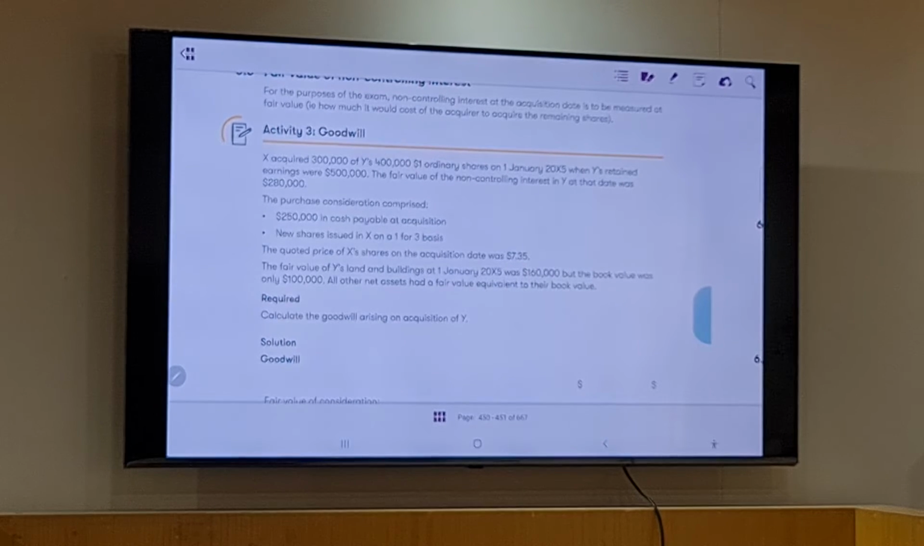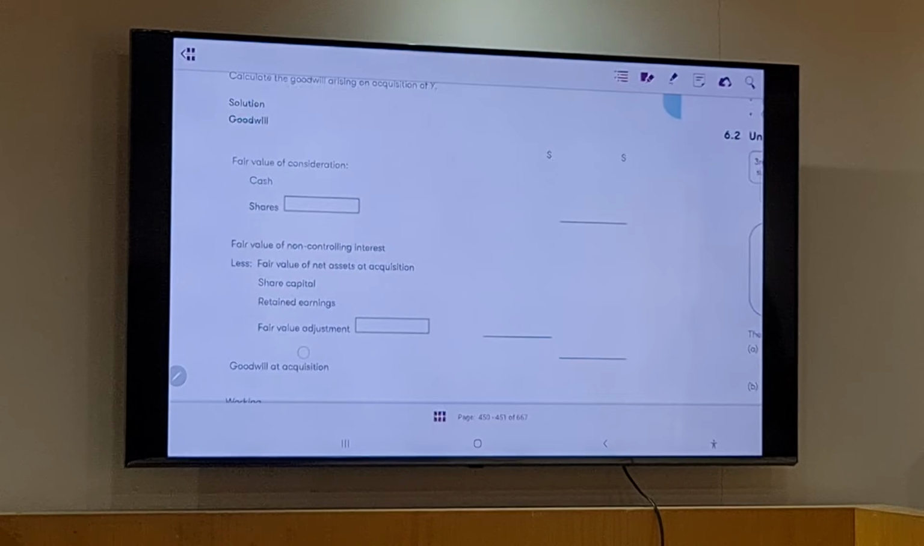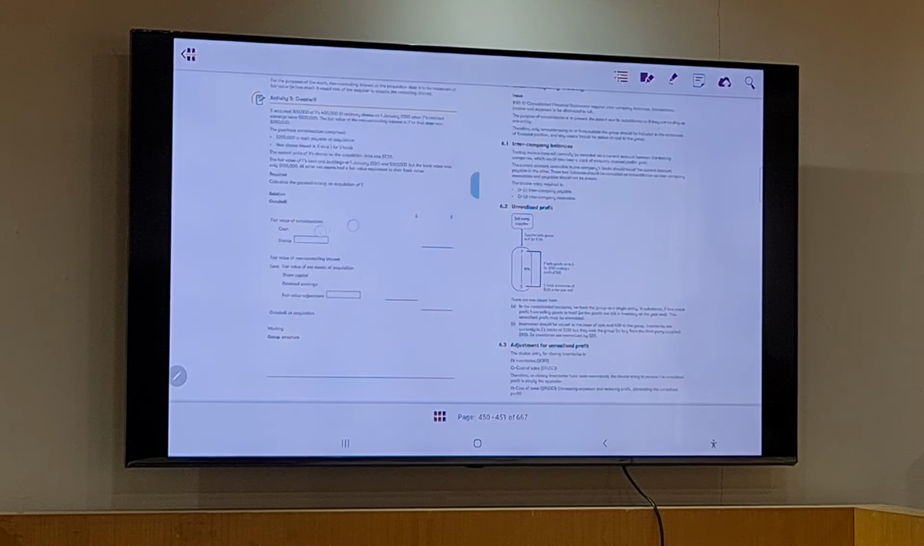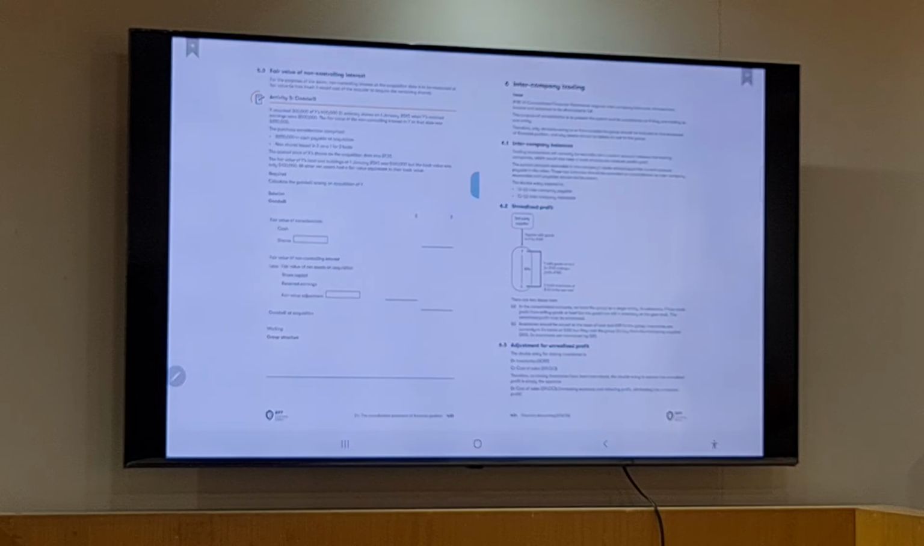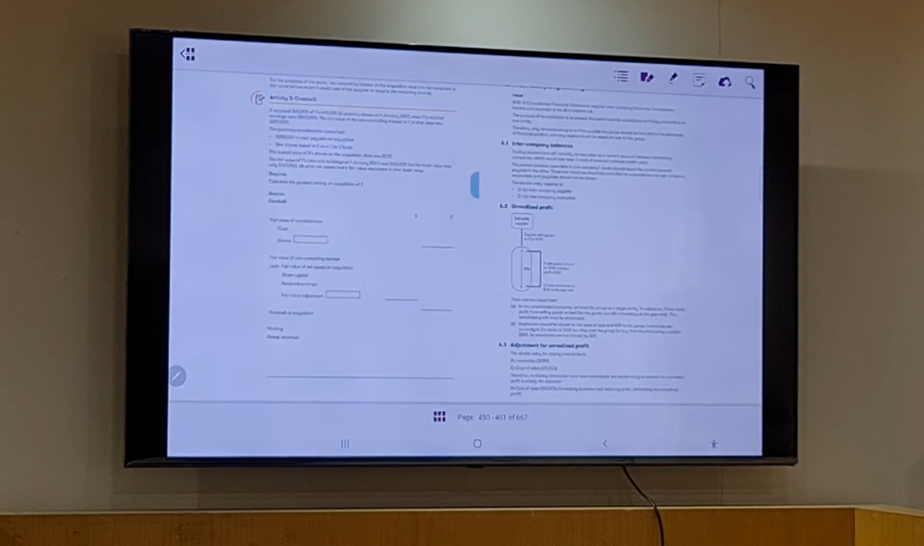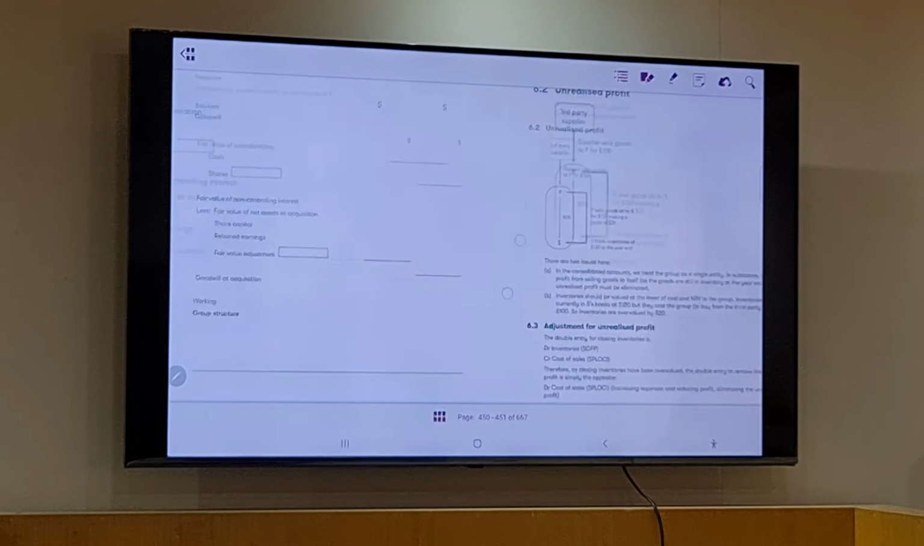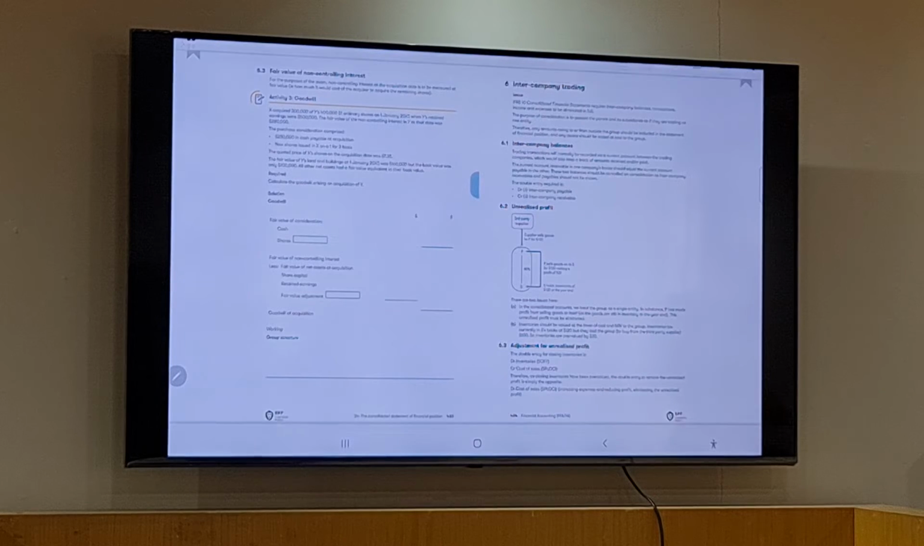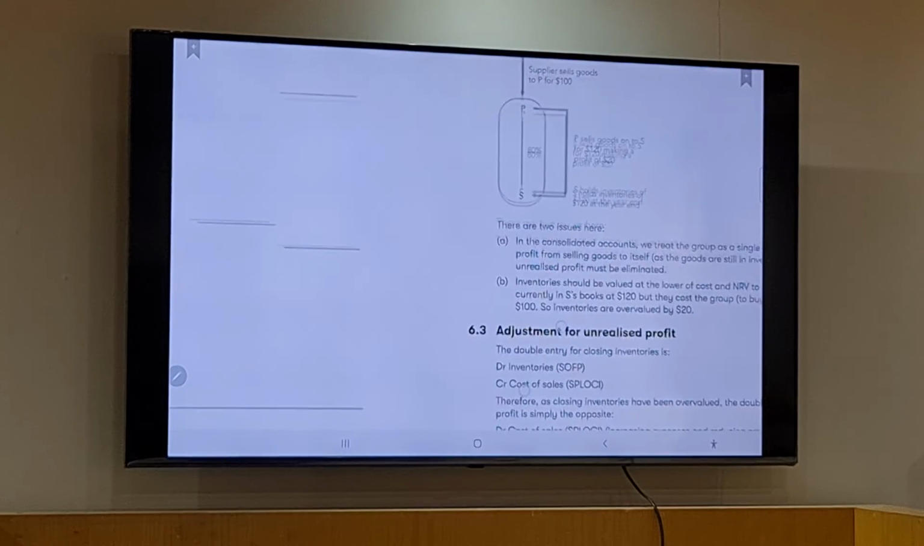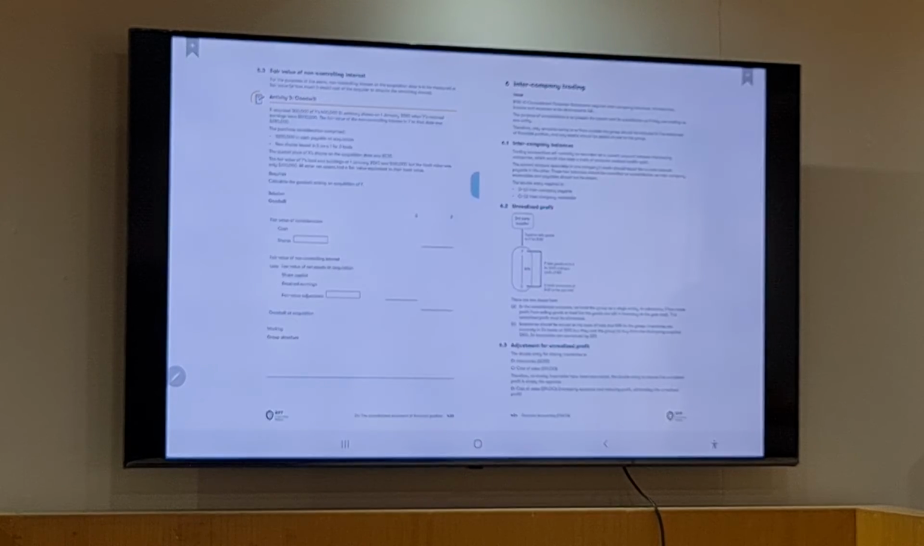Which number? Page number 433. Follow that.